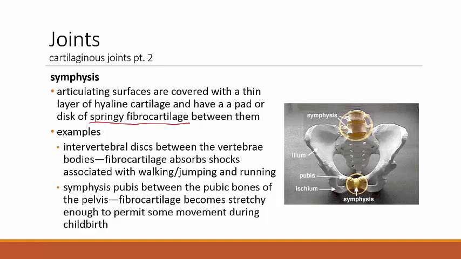The pubic symphysis, sometimes referred to as the symphysis pubis, that would be the official name for it, between the pubic bones is another symphysis joint, and again, that's the fibrocartilage that, late in pregnancy, an enzyme is produced that helps to structurally weaken a symphysis by digesting some of these protein fibers, and allows for a little bit of stretchiness and movement during childbirth.